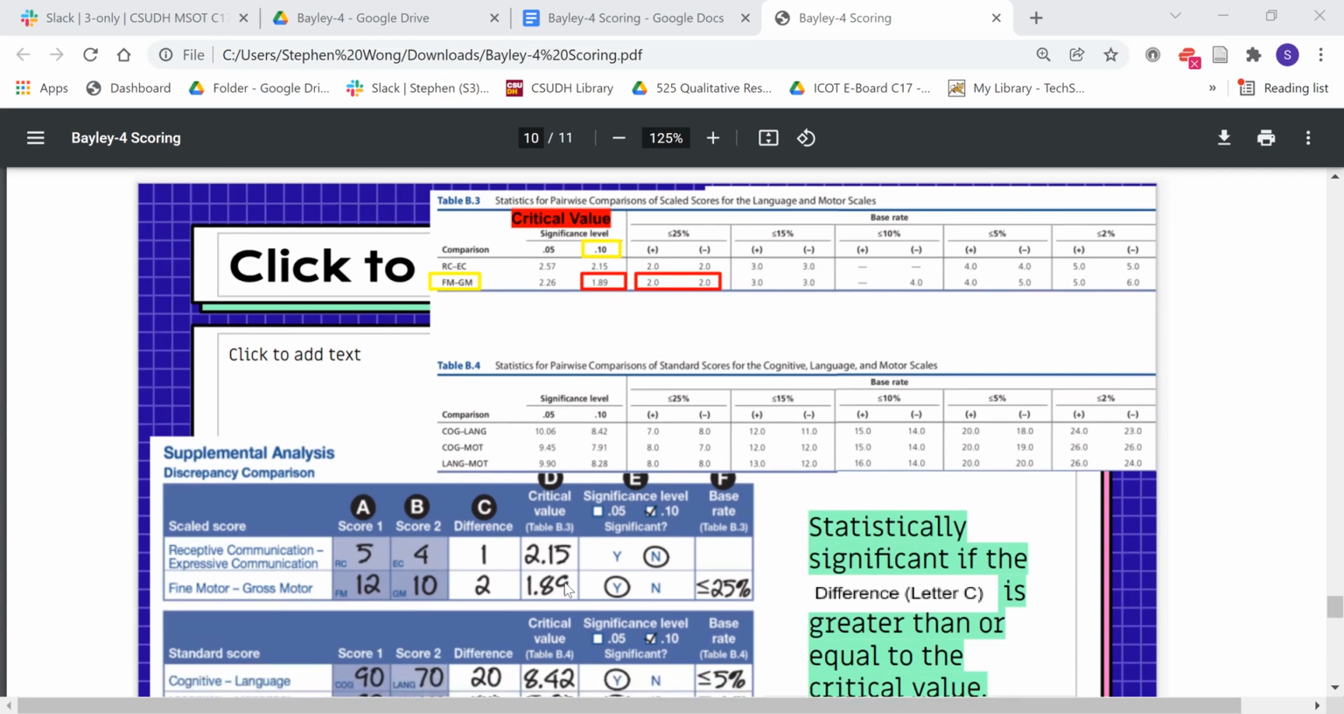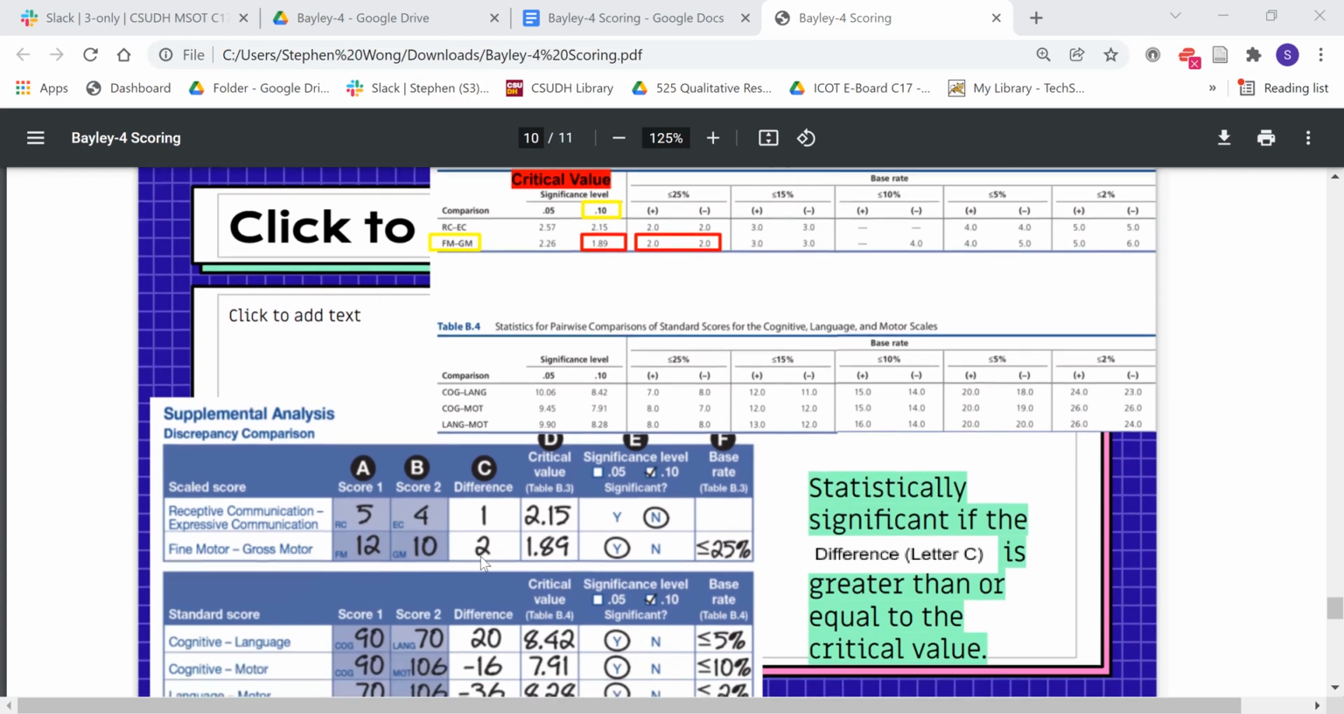And then to determine if it's significant or not, you just compare the two. For the difference, you would take the absolute value. Just a quick reminder, absolute value basically means you get rid of the negative if it's negative. Since this 2 is a positive 2, because it was 12 minus 10, the absolute value of positive 2 is still 2, so no change there. And then 2 is greater than the critical value of 1.89, so you will circle yes for significant. And it's greater than or equal to. So if the difference and the critical value were the same, you would also circle yes for significant, but in this case, it's greater than, which is also significant.